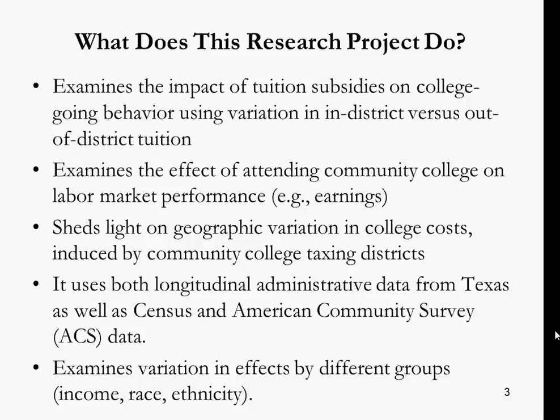Also, what we're going to do is not only look at overall effects, but try to look at how much heterogeneity there is in these effects by different subgroups. In the census, for example, we can look at things like income differences, race, and ethnicity. In the administrative data, we can also look at things like ability differences using test score data.